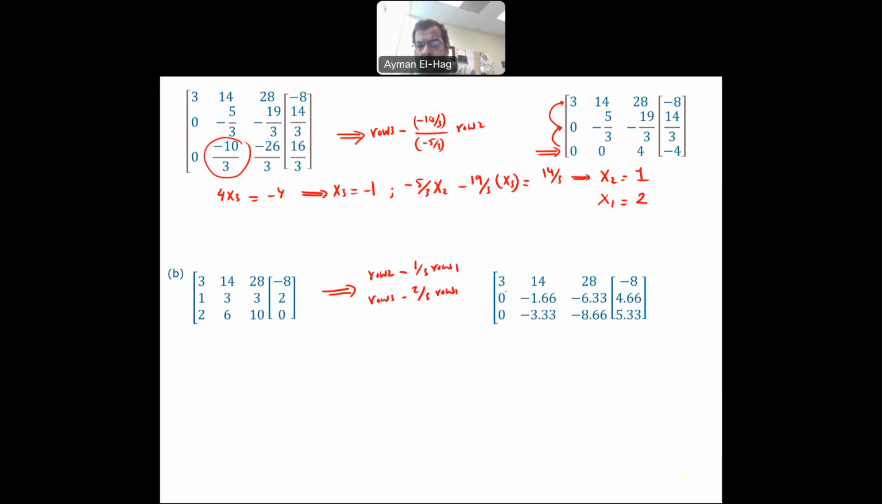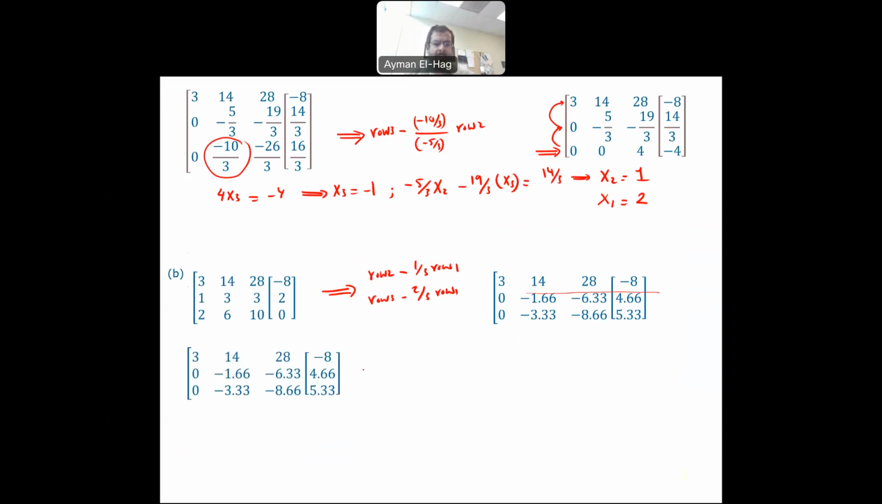Now we'll go for row 2 and row 3. And here comes the difference between partial pivoting and without partial pivoting. Without partial pivoting, I don't care about the order of the numbers, which one is higher, which one is smaller. And that is what we're going to do. We'll see later, when it comes to partial pivoting, we will do some change in the order of the equations.